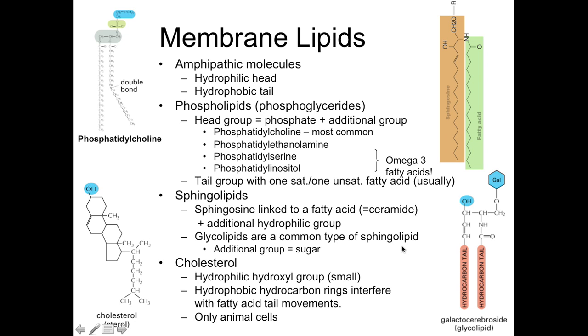All right, so this sphingosine group here, when it's attached to the fatty acid as it is in a glycolipid, together that makes what's known as ceramide. Okay, ceramide. So this orange plus this green is the ceramide. Then attached to it will be your sugar group.